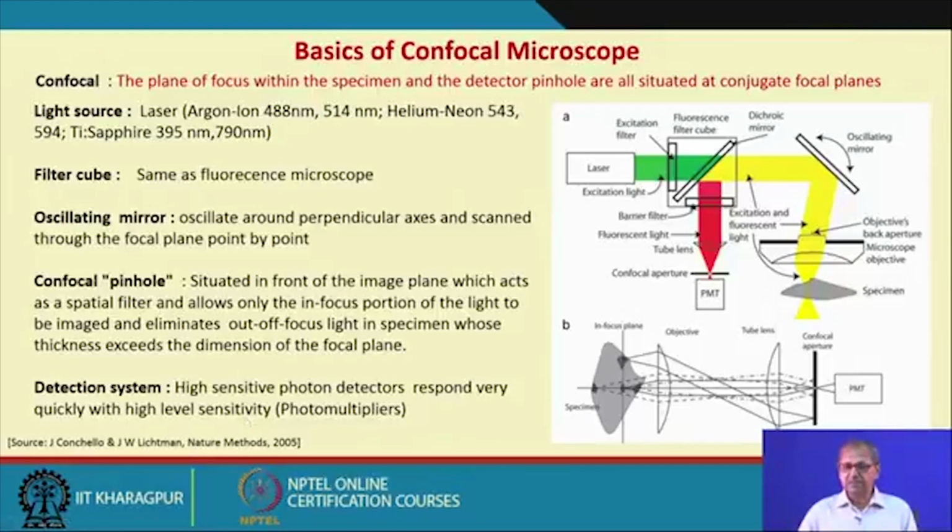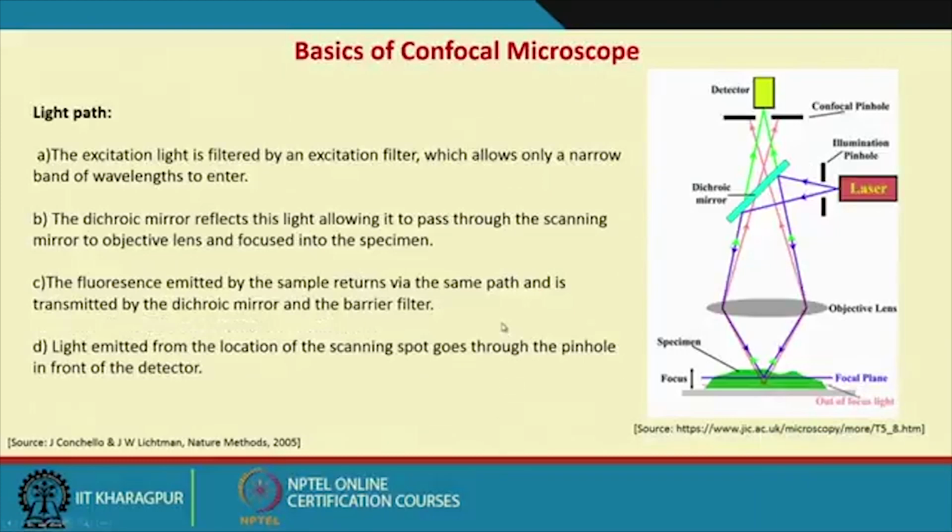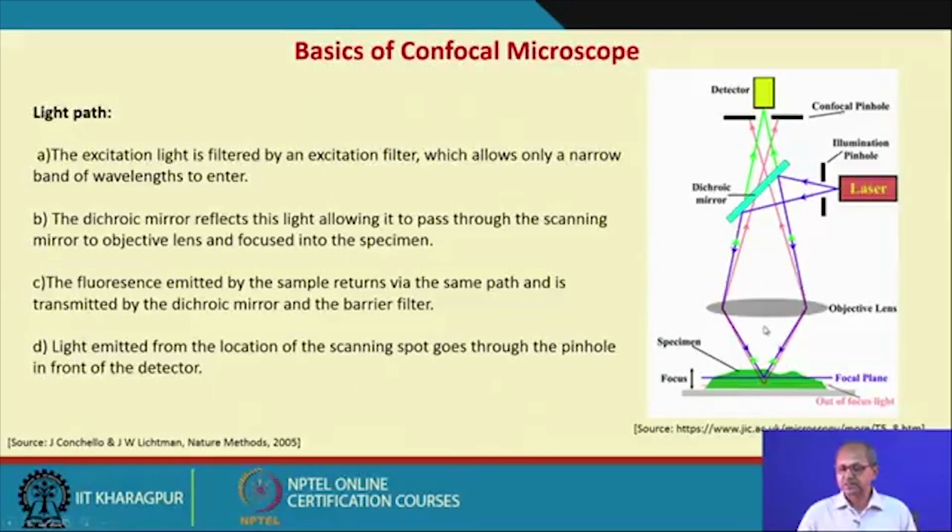So, what is the light path? The light path here is more or less the same as in your wide field microscope, except that the pinhole captures the light only from that plane of focus, not from above and below the plane of focus. The light source is a laser, it passes through the filter, then the dichroic mirror reflects the light, then it passes through the objective lens, and falls on the focal plane of the specimen.